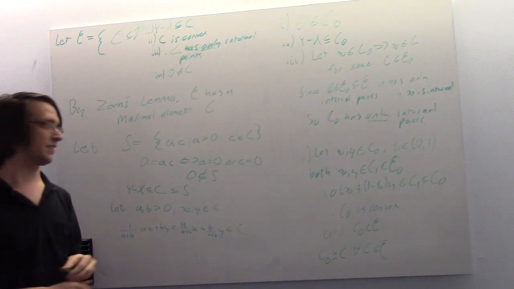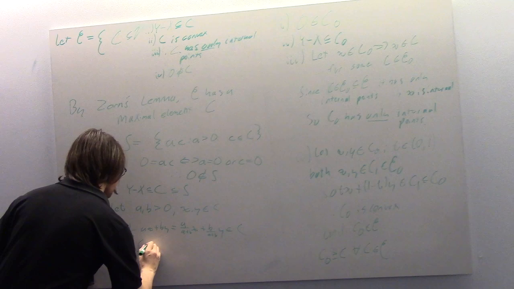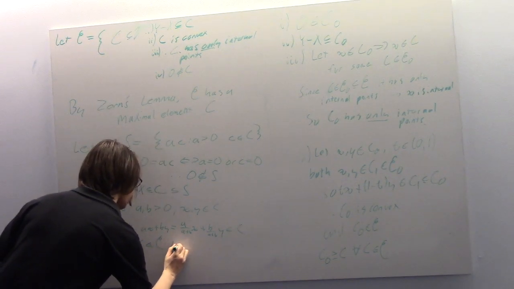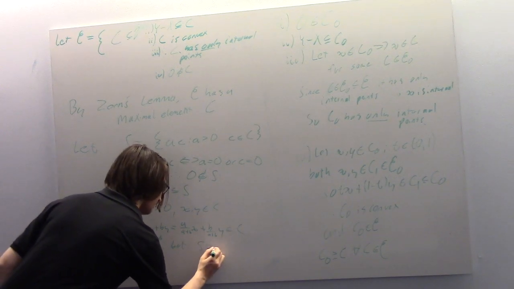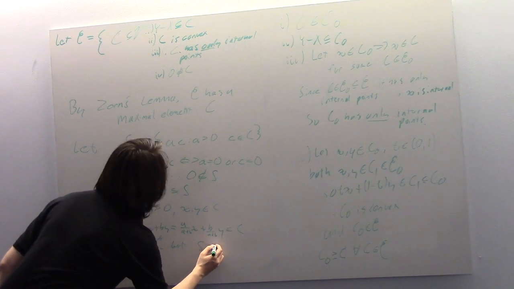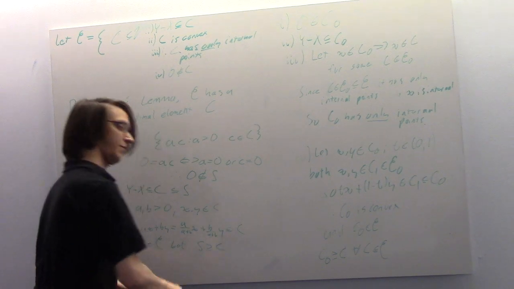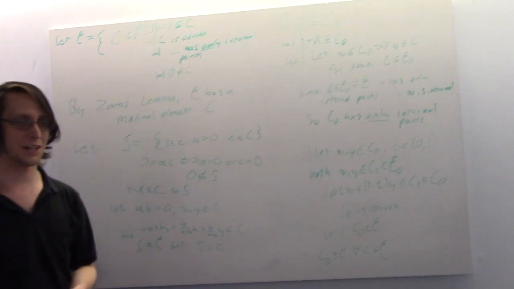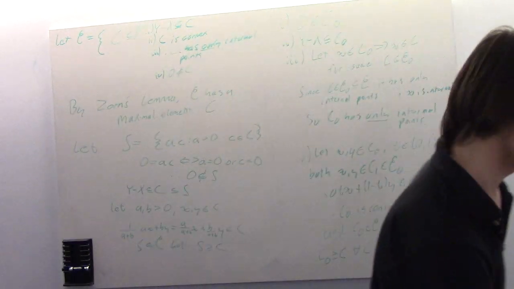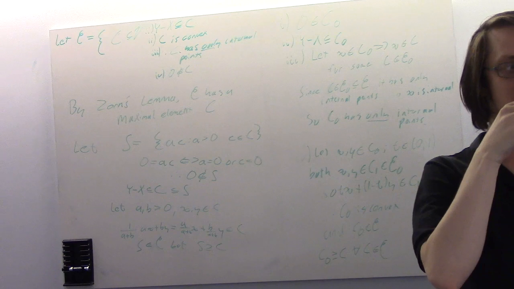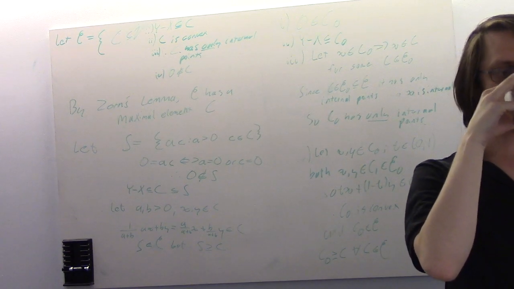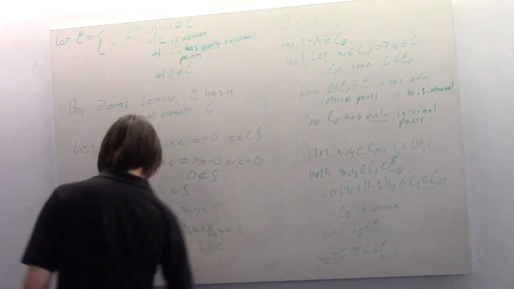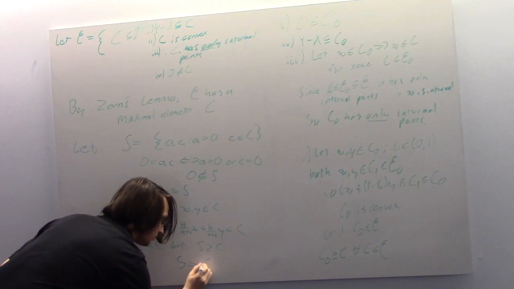What does this mean? S is an element of script C, so S is an element of script C, but S contains C. It's kind of hard. We said C was maximal, but we found a possibly bigger element. There's only one way for that to happen. So, S equals C.